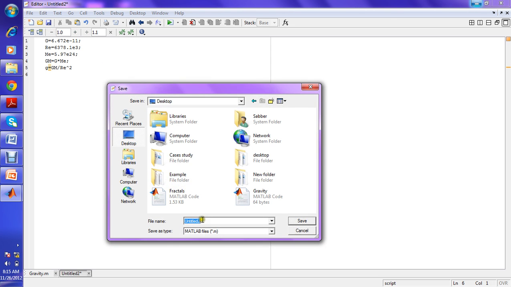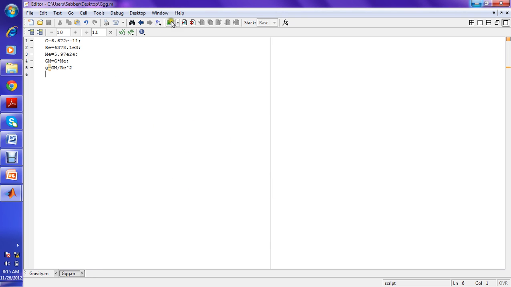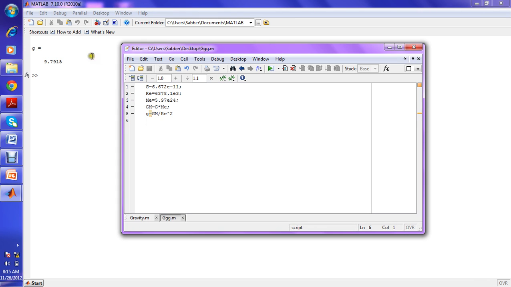I can save this, for example as g. If you want to execute from here, then you can see that g, the acceleration due to gravity on the surface of the earth, is 9.7915, and we know it's very close to the constant 9.8.